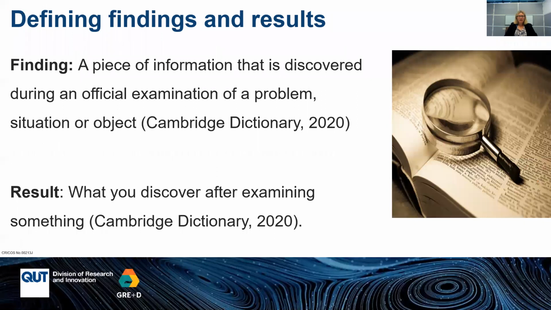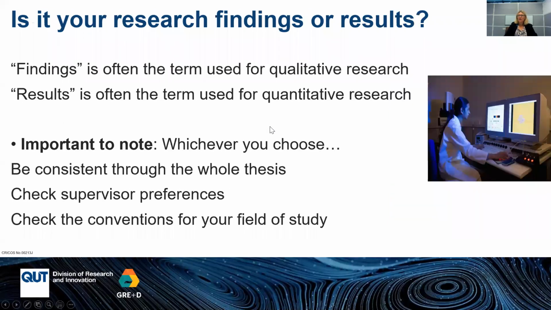So just some quick definitions here. A finding and a result are slightly different. So the finding is the information you discover from an examination of a problem, and the result is what you discover after examining what you find. That's a very broad way to explain it.